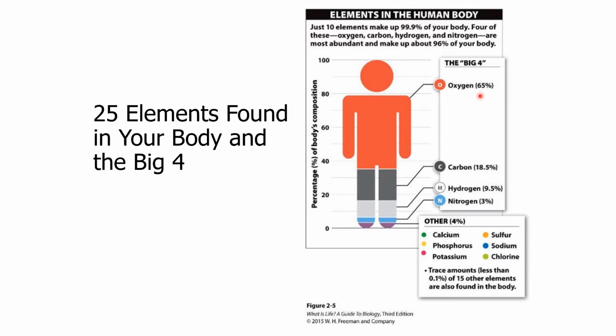And those major four are oxygen, which makes up about 65% of our body composition. Carbon makes about 19%, hydrogen about 10%, and nitrogen 3%. So those are the big four: oxygen, carbon, hydrogen, and nitrogen. Now, other than those big four, we also have some other ones: calcium, potassium, sulfur, sodium, chlorine. All of these together make up about 4% of your body composition.